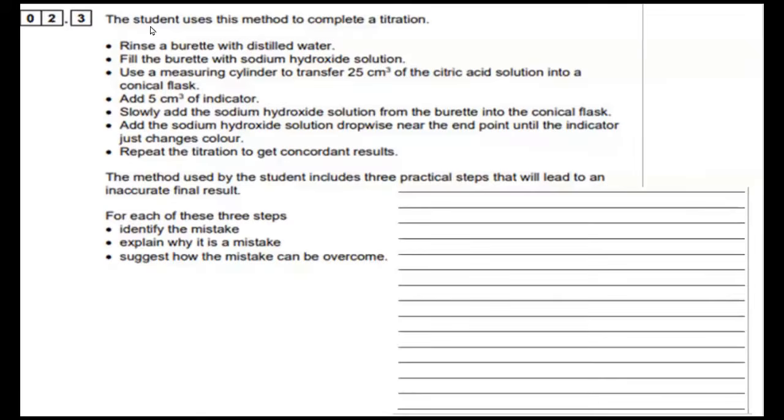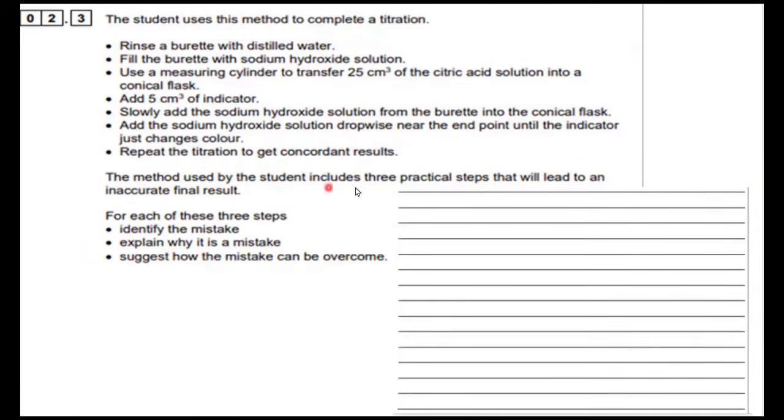And on here, the student uses this method to complete a titration. They rinse the burette with distilled water. They fill the burette with sodium hydroxide solution. Use a measuring cylinder to transfer 25 centimeters cubed of citric acid solution into a conical flask. Add 5 centimeter cubed of indicator. Slowly add the sodium hydroxide solution from the burette into the conical flask. Add the sodium hydroxide solution dropwise near the endpoint until the indicator just changes color. Repeat the titration to get concordant results.